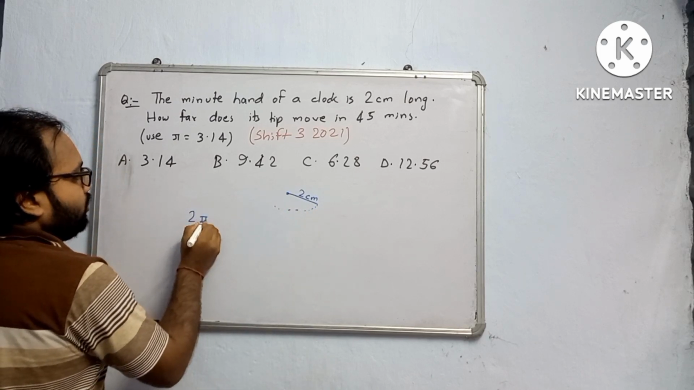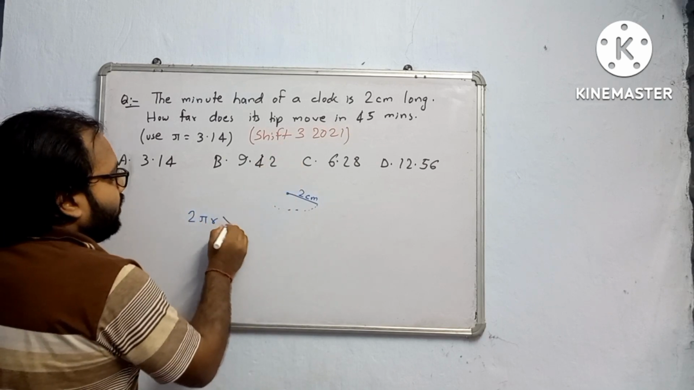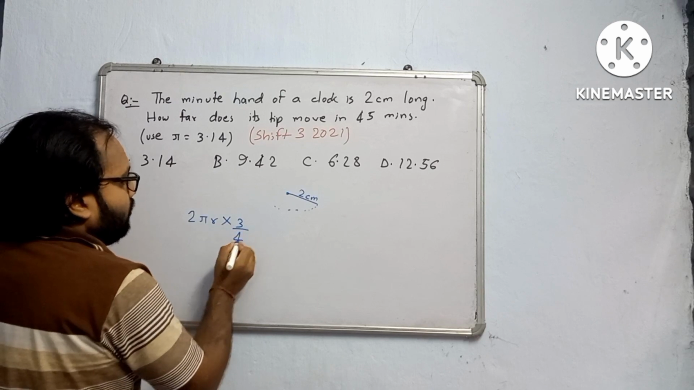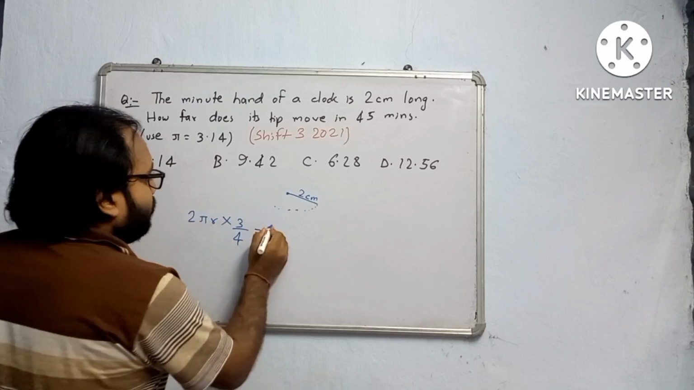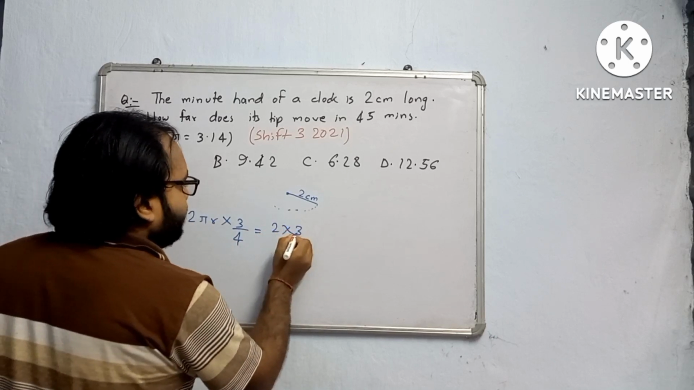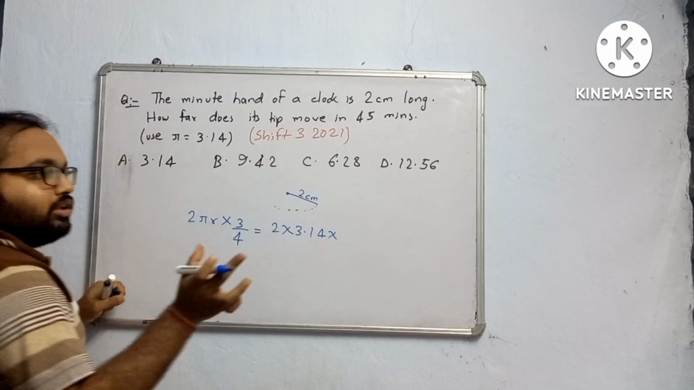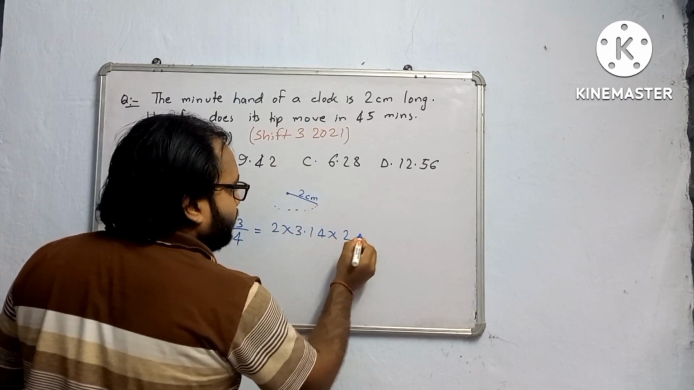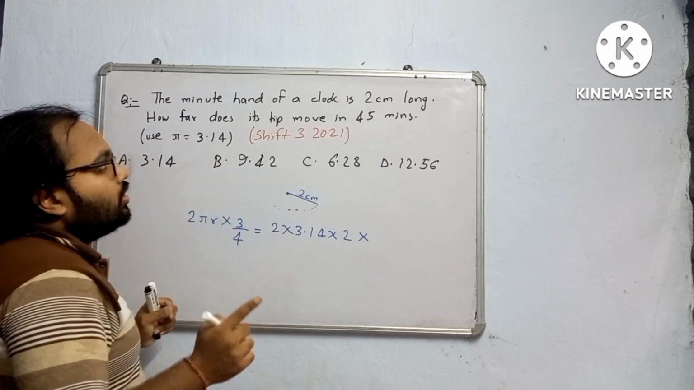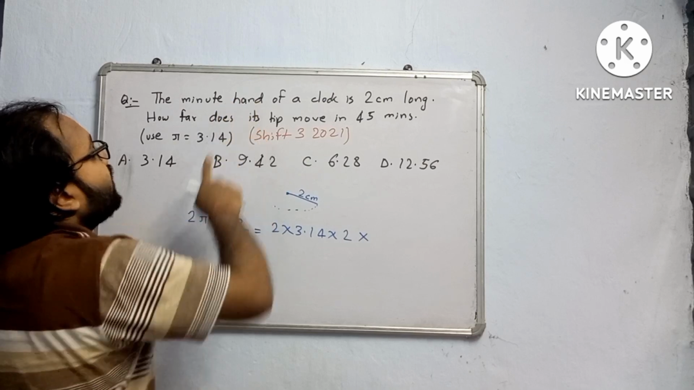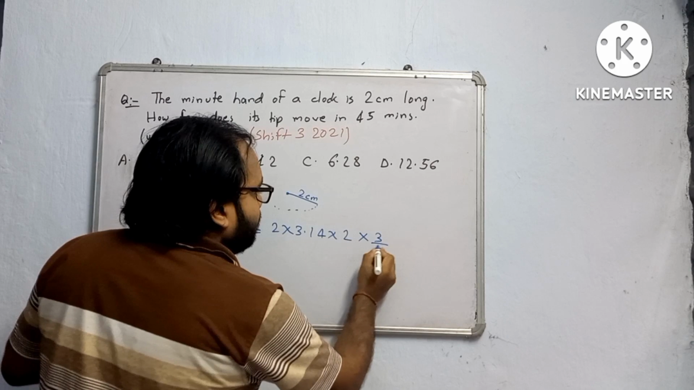2 pi r gives a complete rotation, but 45 minutes is 3 by 4 of a complete rotation. So put the value 2 into pi into radius. This minute hand will act as a radius of 2 centimeter, so 2 pi r into 3 by 4, because the tip of the minute hand is not moving for a complete 1 hour. So it is 3 by 4 here.